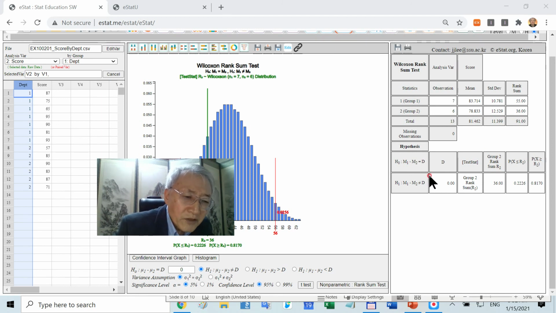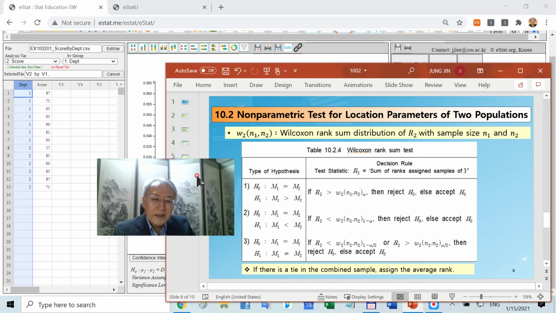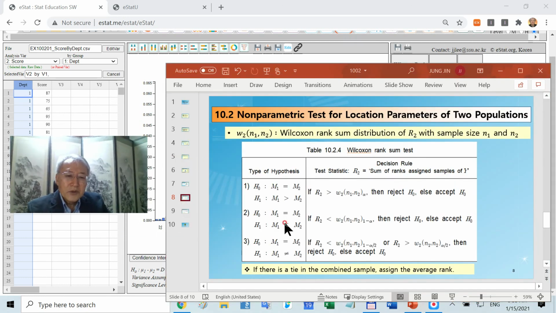Suppose D value is 0, that means we are testing M1 equals M2 against M1 not equal to M2. The test statistic is the rank sum. It looks like this. And they calculate the p-value. Well, you have 0.31, that means you have to accept H0. This is the Wilcoxon rank sum test, where we calculate the rank of each data.